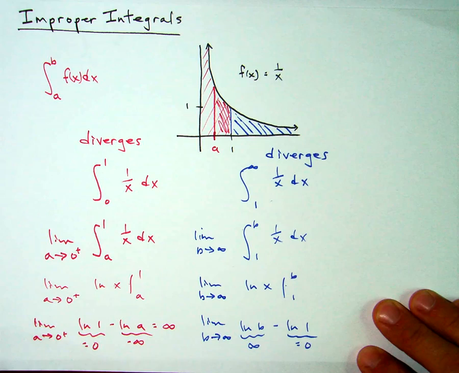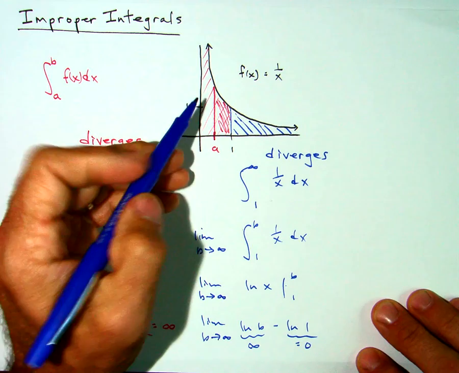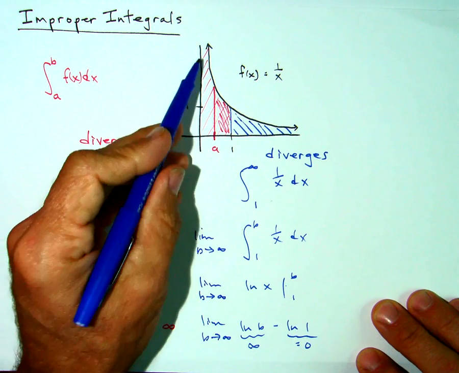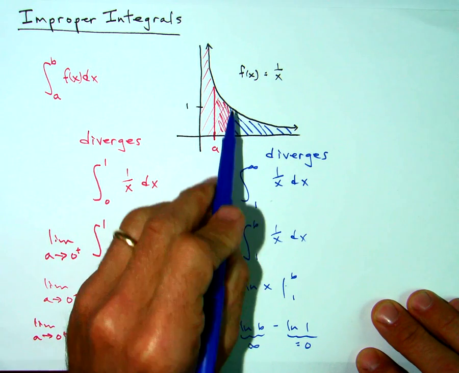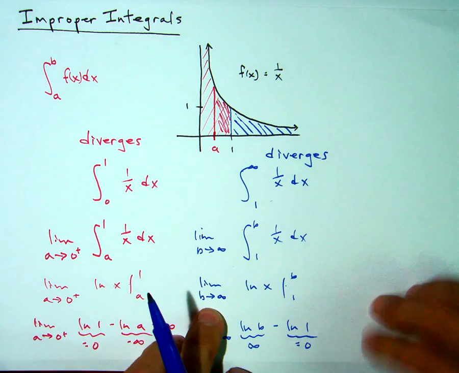At this point, you might be wondering, I thought you said that some of these might converge, the area would be finite. Well, that is true, but unfortunately for 1 over x, it doesn't matter whether we look at this area between the y-axis and 1 or the area from 1 to infinity. In both cases, the area is infinite. Let's look at some other examples.